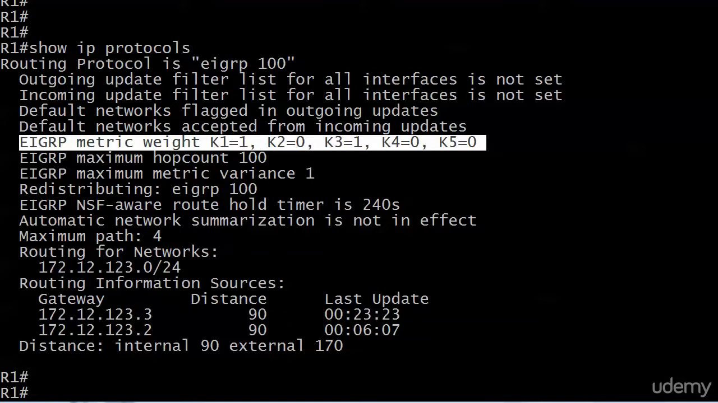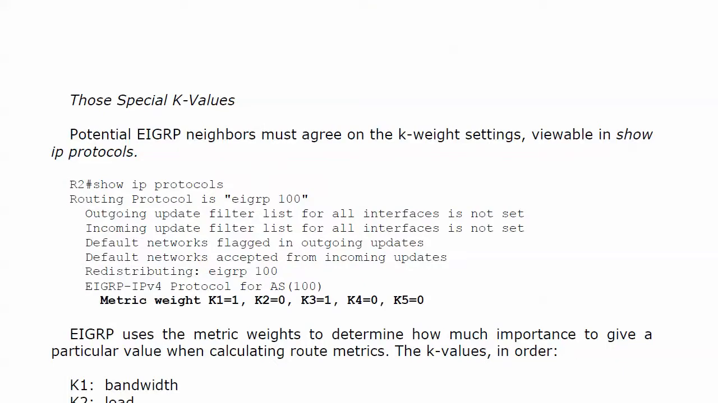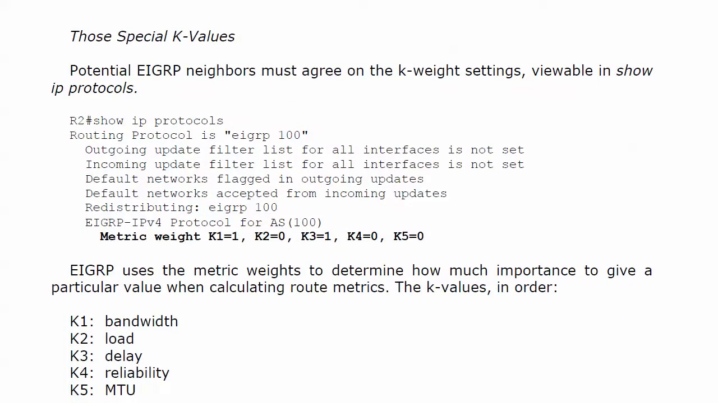Here we've got K1 set to 1, K3 set to 1, and K2, 4, and 5 set to 0. Well, the metric weights, here's where they come in. This tells EIGRP how much relative importance to give a particular value when coming up with the route metrics. And knowing the K values in order is a good idea: 1, 2, 3, 4, 5 are bandwidth, load, delay, reliability, and MTU.